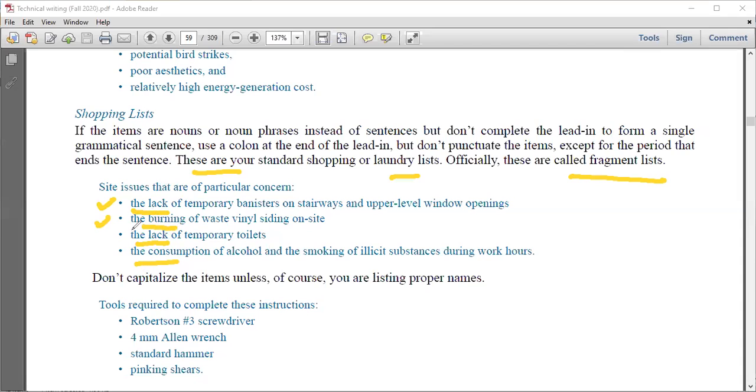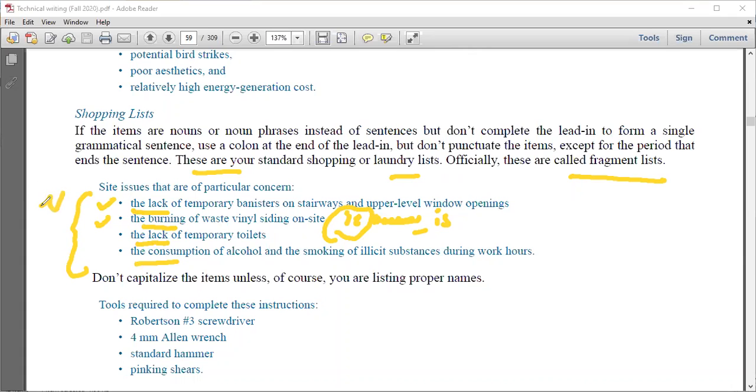So you cannot have a verb over here. The lack of temporary banisters on stairways and upper level windows opening, after that you cannot say it burns, right? Let's suppose, it is the waste vinyl siding on site. You cannot say that. You cannot start off with another item, the subject or a verb or an adjective. You got to have a noun over here, a noun here, a noun here. Otherwise, it would not be parallel.